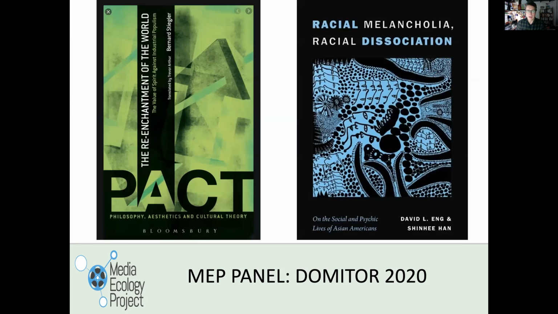Two other books that I won't spend a lot of time discussing today, but they're really important to the way I've been thinking about digital humanities lately, and this project in particular. Bernard Stiegler's notion that we need to re-enchant our relationship to history, and this fantastic book, Racial Melancholia by Eng and Han, which really takes a deep dive into thinking about critical race theory and its significance to contemporary culture.